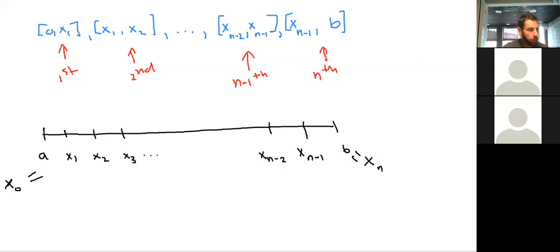It's also important to note that the width of each one of these is delta x. Every one of them has width delta x.